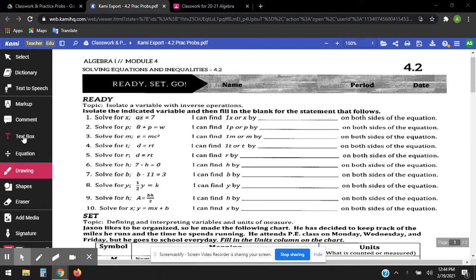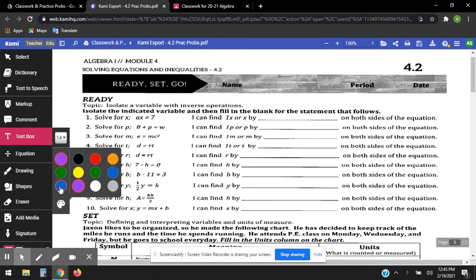Hi, this is Algebra 1, Module 4, Lesson 2, Practice Problems. We'll go through most of these so you can review how you solve for different variables. So to start with, we're going to solve for x.